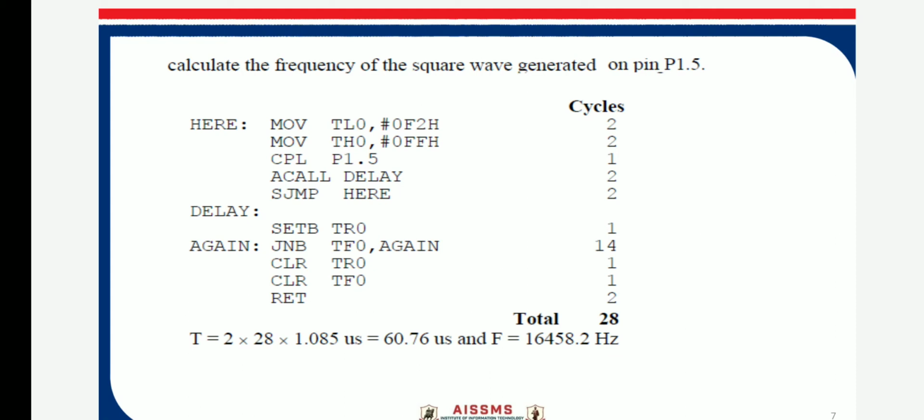Here the period is calculated as T equals 2 times 28 multiplied by 1.085 microseconds, which is 60.76 microseconds. If we take the inverse of this T, then we can easily find the frequency, which is nearly 16.45 kilohertz. In this calculation, we multiplied the total machine cycles by 2 because we are taking only the on time of this square wave.